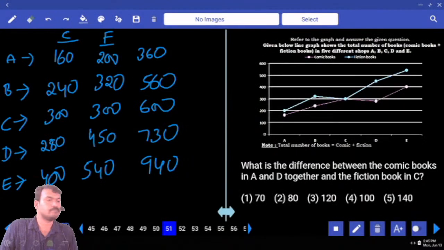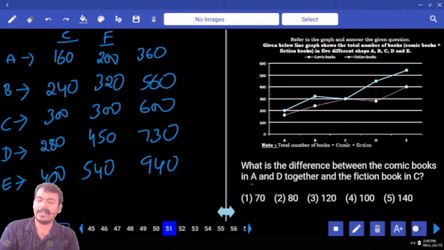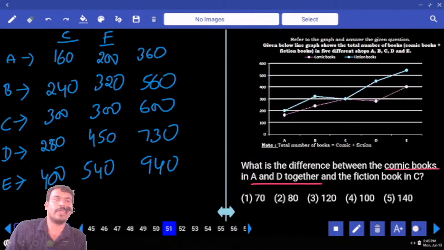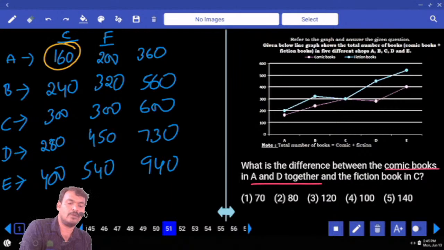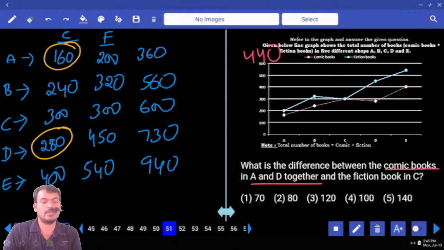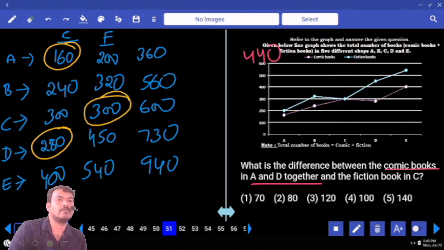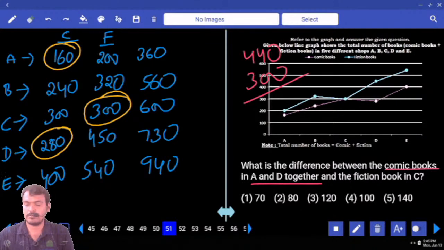What is the first question? What is the difference between the comic books in A and D together and the fiction books in C? What is the comic value of A and D together? What is the A comic value? 160. D comic value 280. Total it is 440 or not? Next, fiction books in C 300 or not? What is the difference? 140. Which option? Fifth option or not?